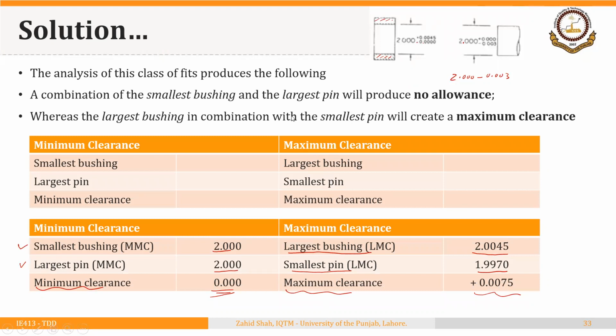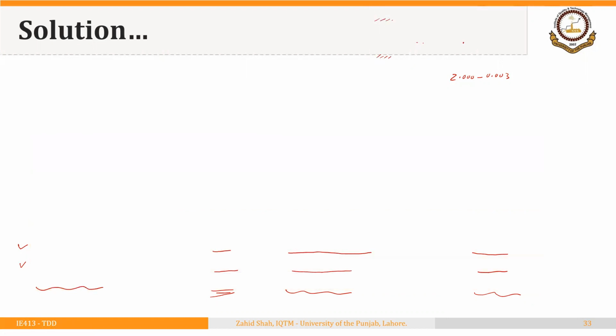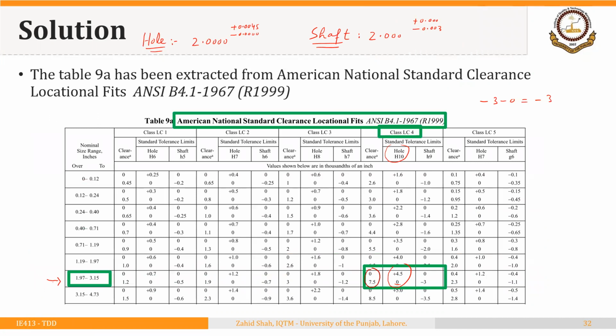You could try other sizes of fits using these tables, and you could notice some other interesting features, some other interesting patterns in these tables as well that we didn't discuss. That is how, for example, clearance is changing as we are moving from LC1 to LC11, and how that is changing as we are moving downward, that is when the size is increasing. So you are encouraged to go through these tables if you are interested for more information.